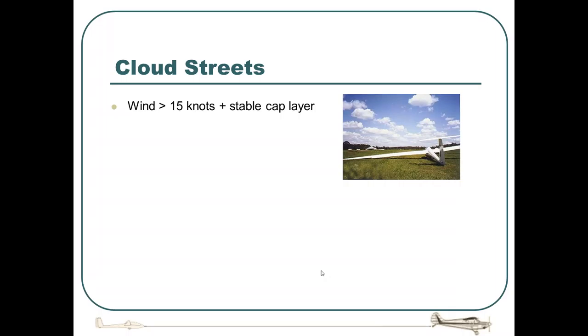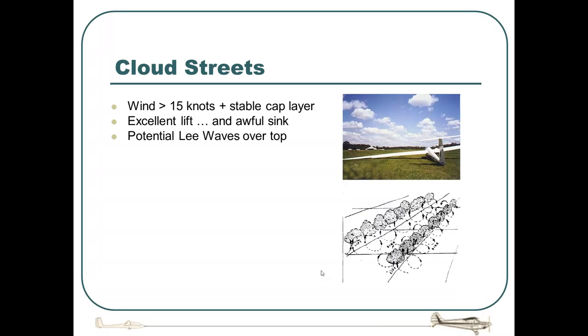For a cloud street to appear, the wind has to be greater than 15 knots, and there has to be a stable layer almost above where the clouds are forming. Stable cap layer. There's excellent lift under thermal streets, but as I said earlier on, where things are going up, there's also a chance for things to go down. If it's going up somewhere at 5 knots, it's going down somewhere at 5 knots somewhere else. So on the non-sunny side, downwind side of the cloud street, there's down going lift.